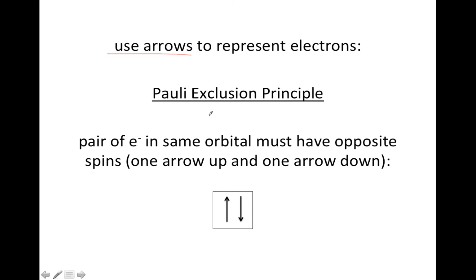And rule 1, when we go to do this, is called the Pauli exclusion principle. If you have a pair of electrons in the same orbital, they must have opposite spins. And what that means is one arrow up and one arrow down. So you would show it like this when you have a pair of electrons in the same orbital, or the same box.